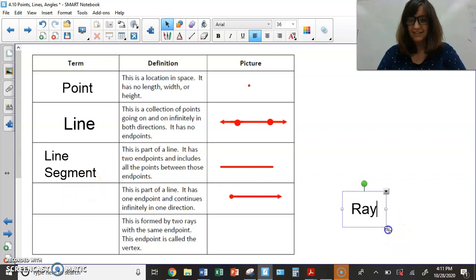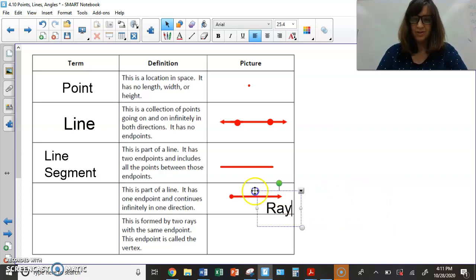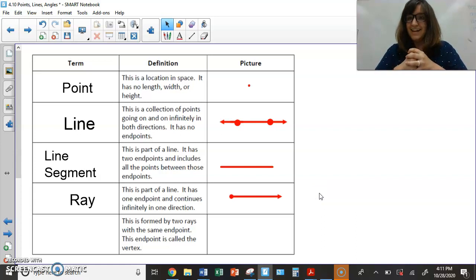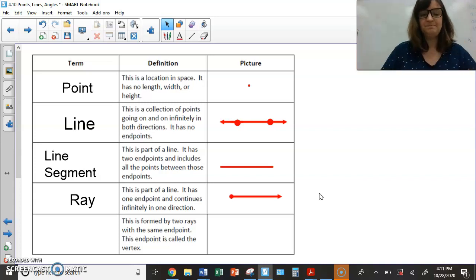I like to think of the sun's rays. You know, when you're sitting outside and you're soaking up the sun's rays, the endpoint is the sun. It starts at the sun and then it goes on and on forever, and it touches the earth and it touches the other planets. So those are the rays of the sun.